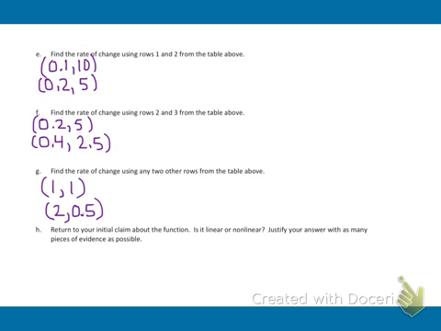So now we're going to look at the rate of change between these points. And so I'm just going to quickly go through this. I've copied down the ordered pairs for the ones, rows 1 and 2, 2 and 3, and then I chose 2 points down here. So the rate of change is the difference in the y divided by the difference in the x.